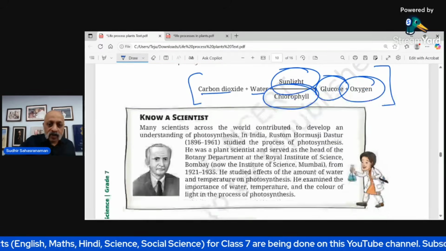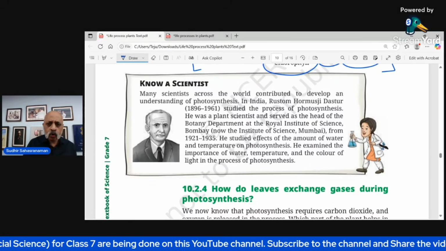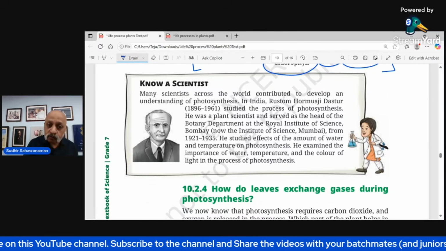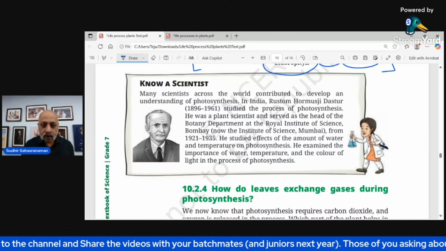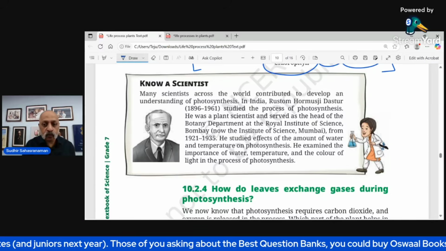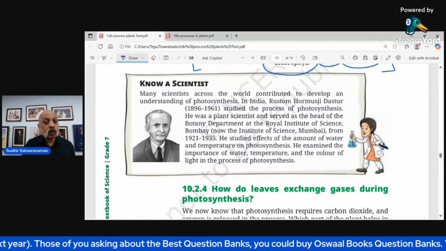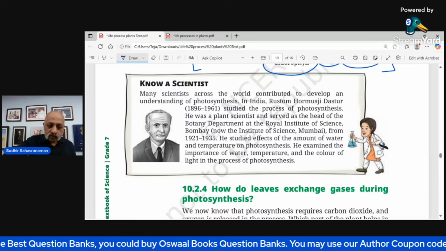Now let's read about this scientist. Rustam Hormozji Dastur studied the entire process of photosynthesis at the Royal Institute of Science in Mumbai. He studied the effects of the amount of water and temperature on photosynthesis. He examined the importance of water, temperature, and the color of light in the process of photosynthesis.